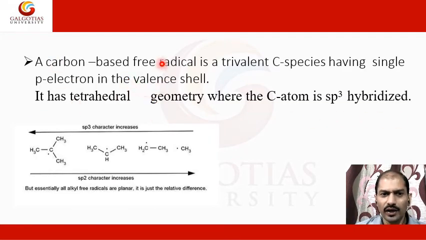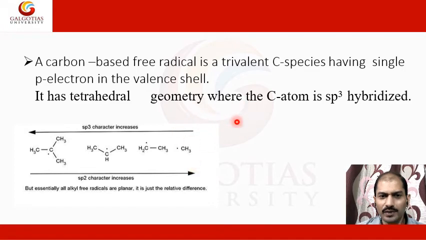Here a carbon based free radical is a trivalent carbon species having a p electron in the valence shell. Here you can see these are the species which are free radicals. Here you can say a trimethyl group is there in this compound. So this is the free radical. This is formed by photolysis in general, and there are many other methods by which it can be formed. Here this is another species.